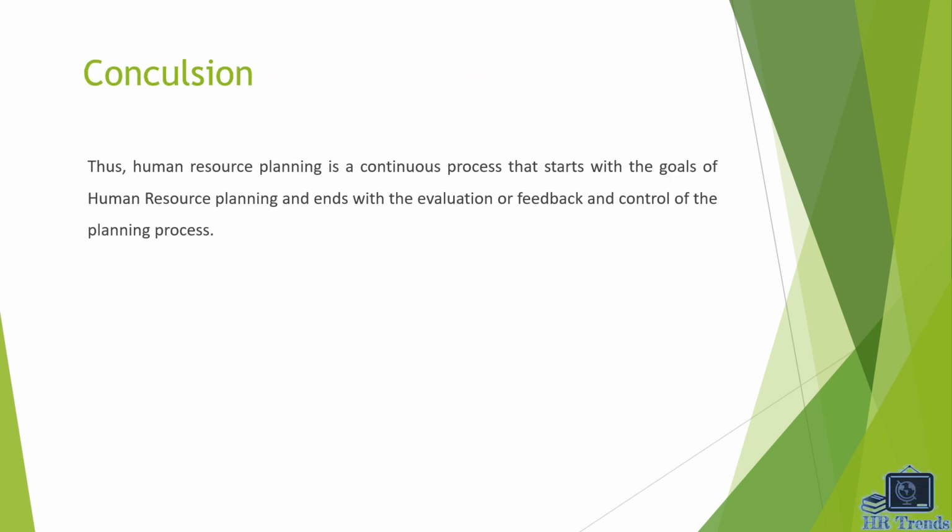So in conclusion, we can say that human resource planning is a continuous process that starts with the goals of human resource planning and ends with the evaluation or feedback and control of the planning process. I hope that you have understood the basic concept of the human resource planning process. We have tried to explain with these very simple examples just to make it easy for you to understand.